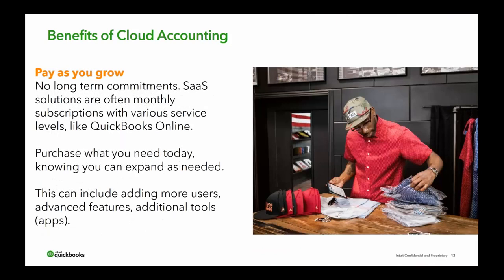And then pay as you grow. No long-term commitments. So SaaS solutions are often monthly subscriptions with various service levels like QBO. Purchase what you need today, knowing you can expand or get smaller as needed. So QuickBooks Online does have the ability to upgrade and downgrade, and there's no 2-year commitments or anything like that. Apply today, cancel today if you need to, add payroll moving forward down the road, add payroll now, whatever the client needs, you're able to add or remove as you go. So this includes adding more users, advanced features, additional tools, things like that in apps. So pay as you grow.